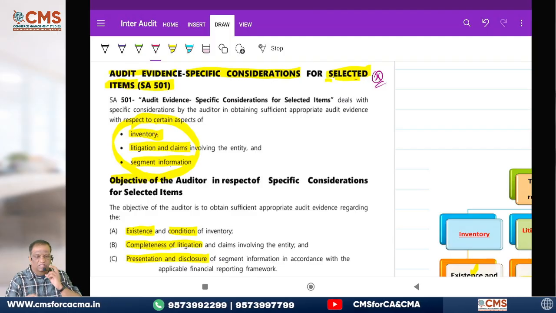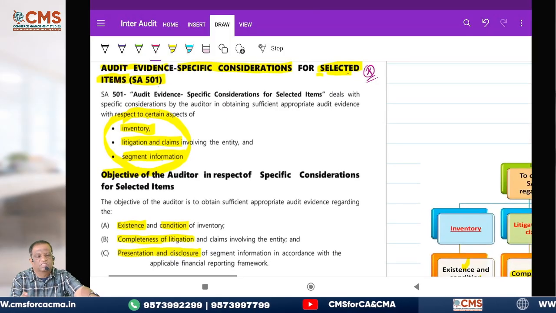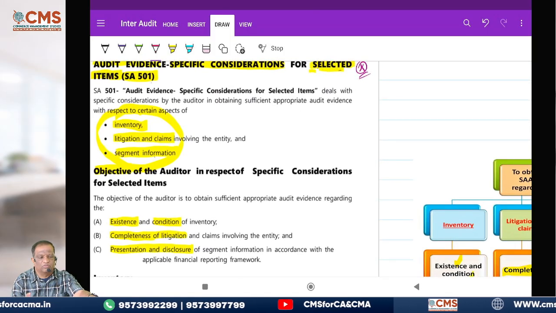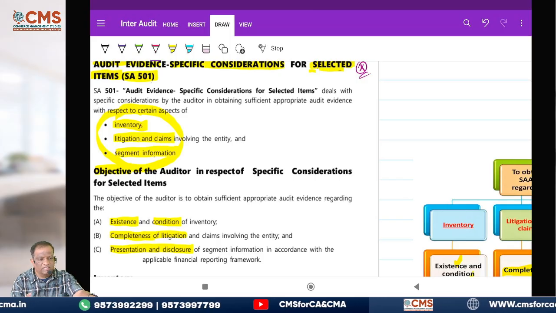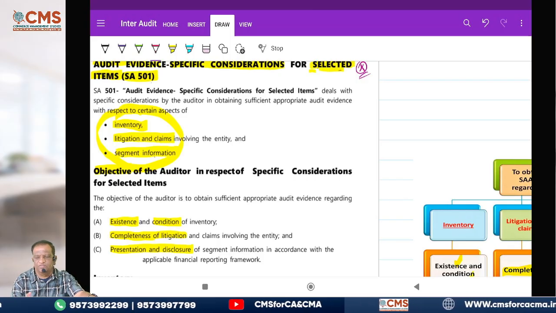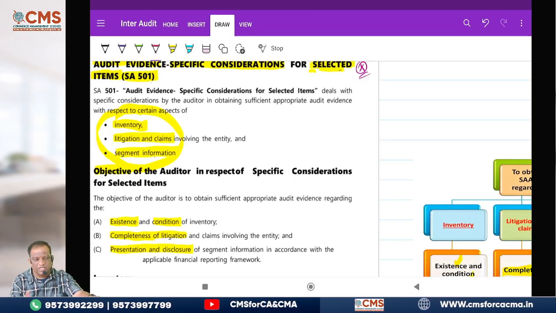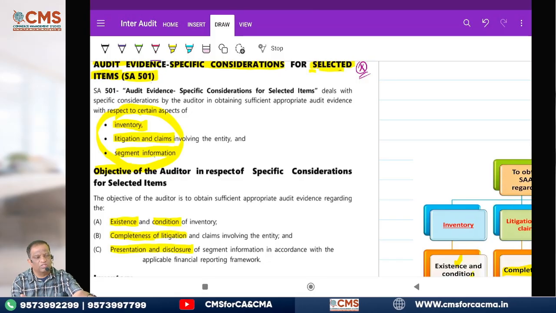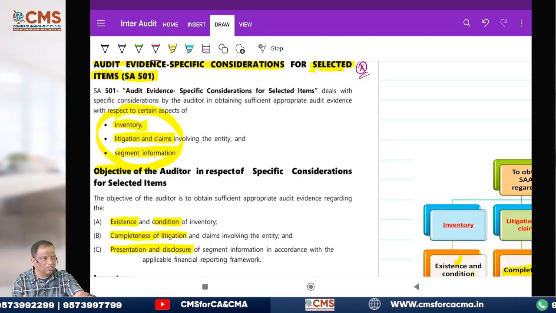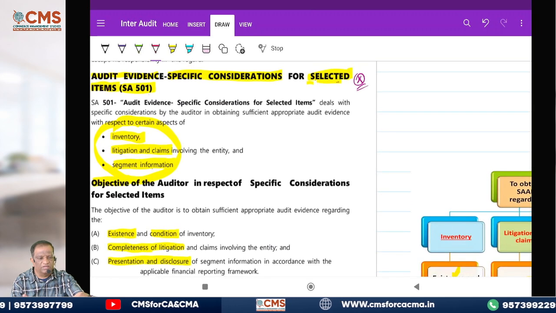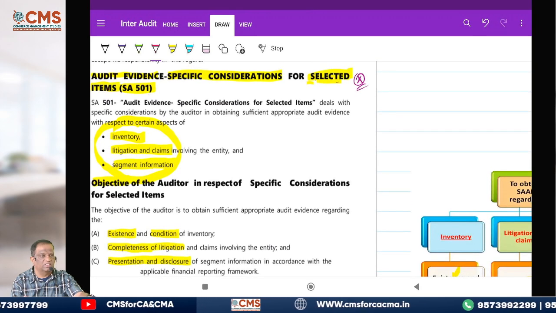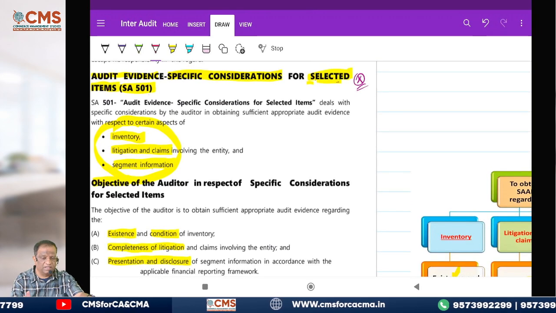Last 1 hour, so quickly get on to it. Now this SA 501, it also deals with audit evidence. But the difference between SA 500 and 501 is, SA 500 deals with all types of cases. It's a general discussion. But SA 501 deals with audit evidence with regard to specific consideration of selected items.